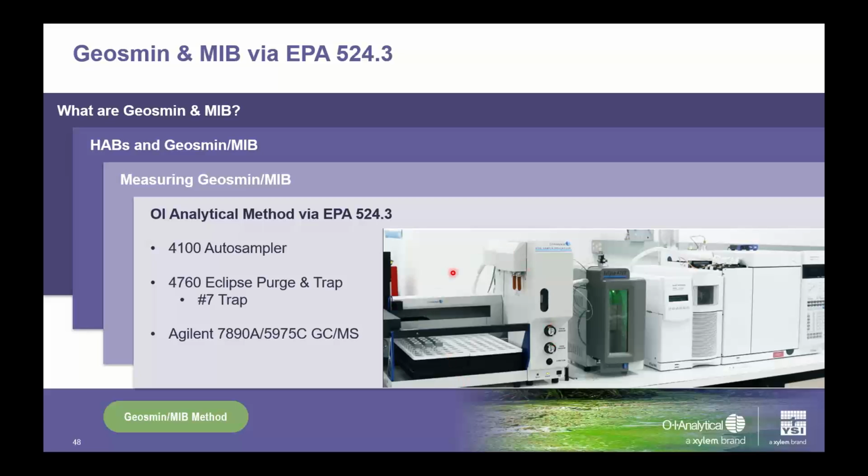Now, as a reminder, we're doing this with OI Analytical's 4100 autosampler, which is equipped with an LV20 manifold that helps us collect those volatiles and send them to the Eclipse purge and trap. And again, we've equipped this with our number 7 trap, and then we have it hooked up to a 7890 GC 5975 mass spec system. This does work, by the way, with the 8890 if any of you are using the newer Agilent system.